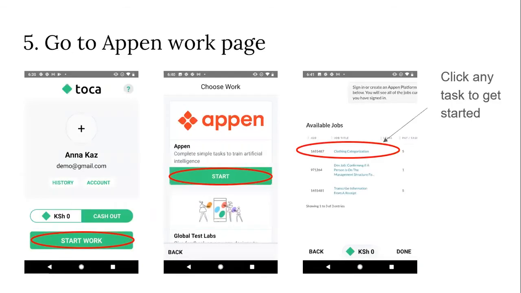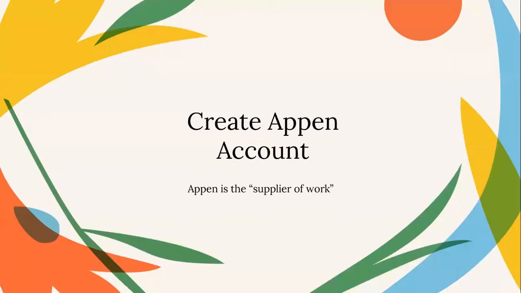The next thing is creating your Appen account. Appen will be the work provider when using this app. Open Toca, then click Start Work at the bottom of the screen. On the next page, you'll be presented with a list of available work providers. At this stage, I'd like you to click on Appen by selecting Start. Once you click on Appen, you'll be taken to a page with a list of available jobs. You can go ahead and click on any available job. After clicking the available job, you'll be taken to a page where you can create your Appen account.